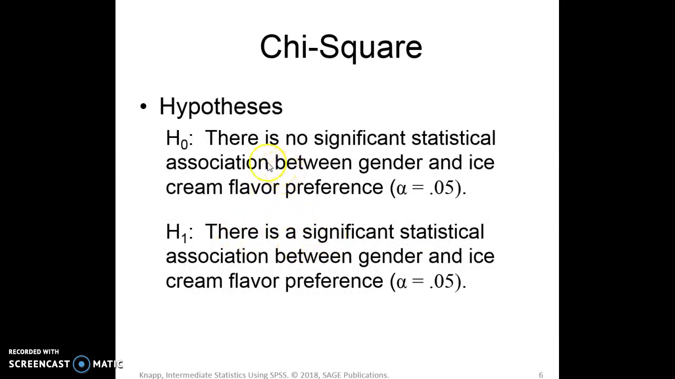Hypotheses, these are more formal. The null hypothesis: there is no significant statistical association between gender and ice cream flavor preference at an alpha of 0.05 or less. And our alternative hypothesis: there is a significant statistical association between gender and ice cream flavor.